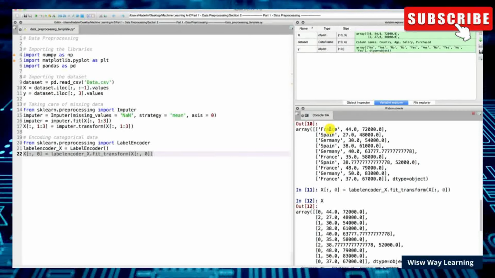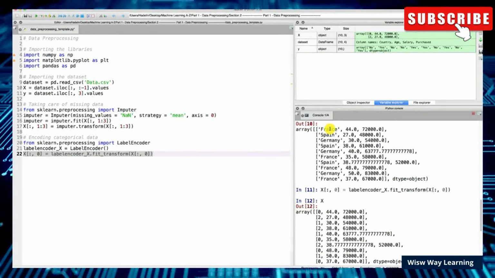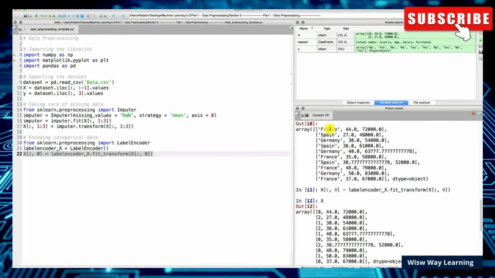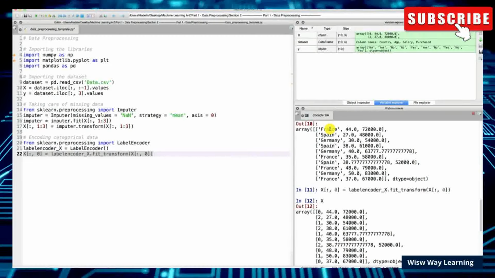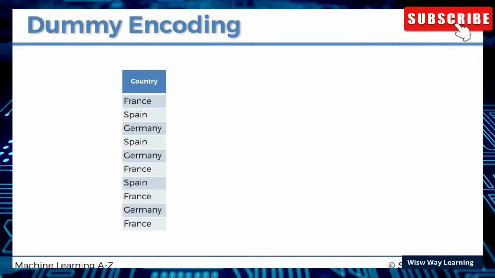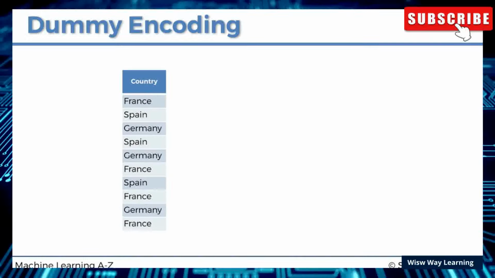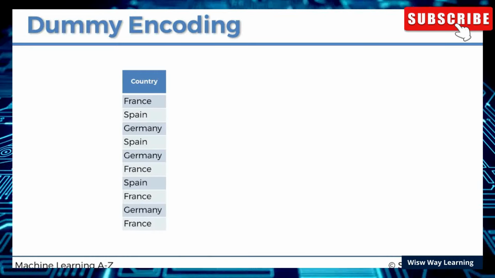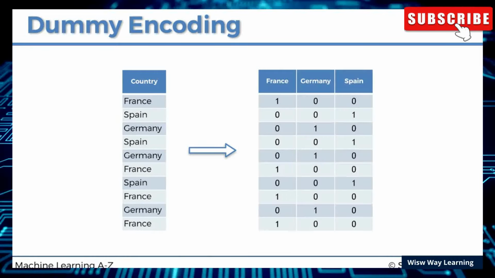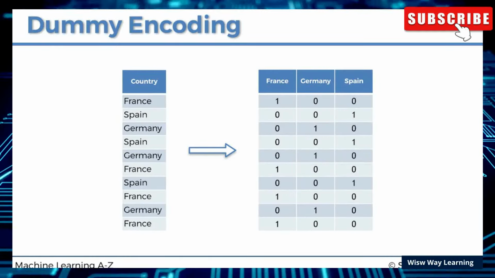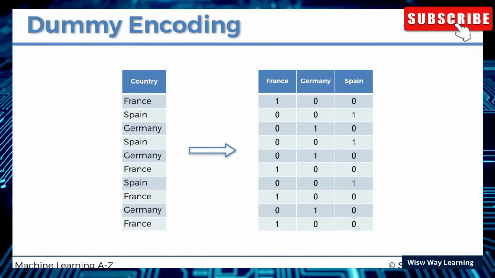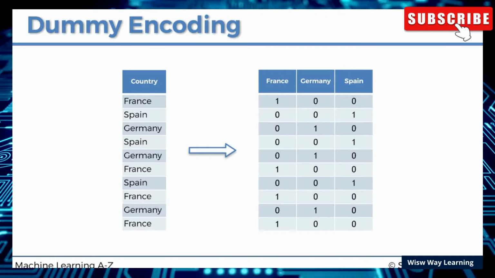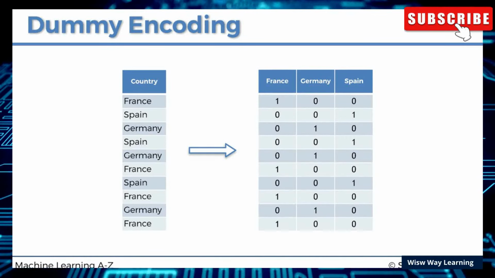So we have to prevent the machine learning equations from thinking that Germany is greater than France and Spain is greater than Germany. And to prevent this, we're going to use what are called the dummy variables. That means that instead of having one column here, we're going to have 3 columns. We're going to have a number of columns equal to the number of categories. So since we have 3 categories here, France, Spain and Germany, we're going to have 3 columns.